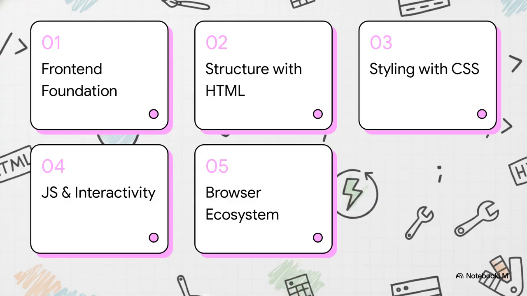All right, let's take a look at our roadmap for today. We've got 5 main stops. 1, the front-end foundation. 2, structuring with HTML. 3, styling web pages with CSS. 4, JavaScript and interactivity. And finally, 5, the modern browsing ecosystem. Let's just dive right in.